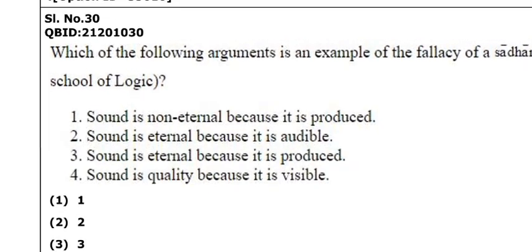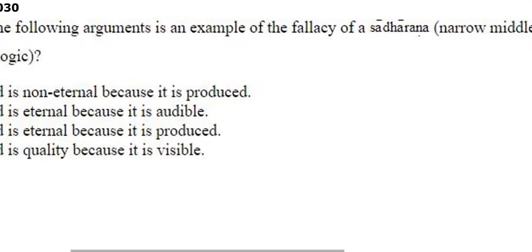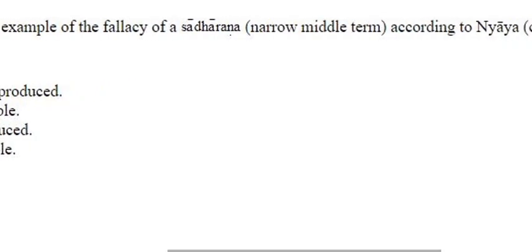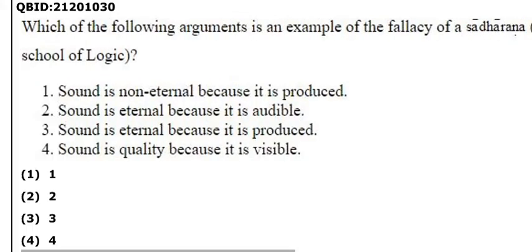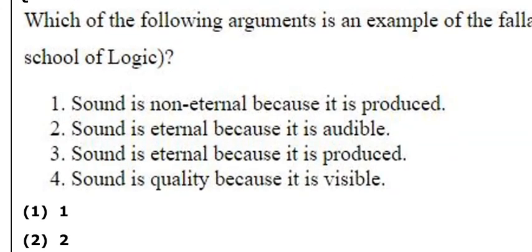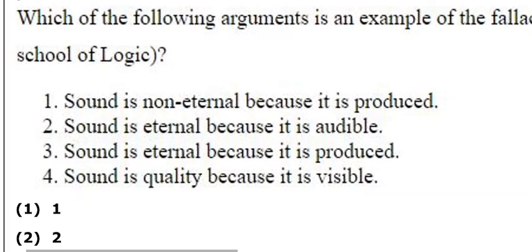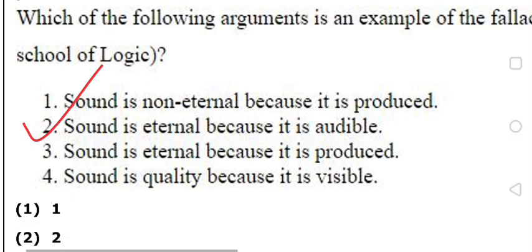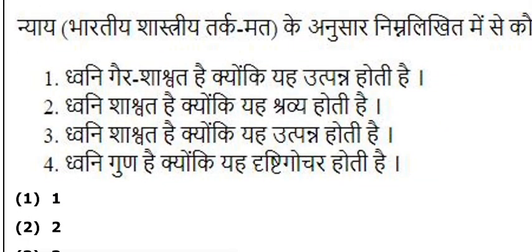30. Which of the following arguments is an example of the fallacy of sadharana, narrow middle term, according to Nyaya, classical Indian school of logic? Sound is non-eternal because it is produced. Sound is eternal because it is audible. Sound is eternal because it is produced. Sound is quality because it is visible. So, what do you think? It will be sound is eternal because it is audible. This will be correct. 30 is done.